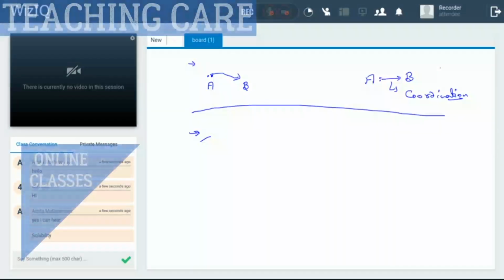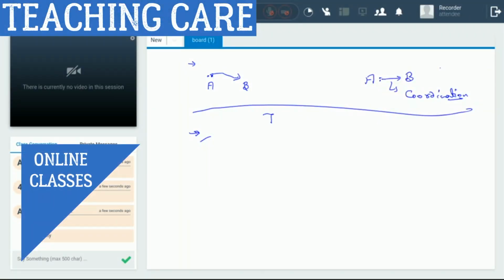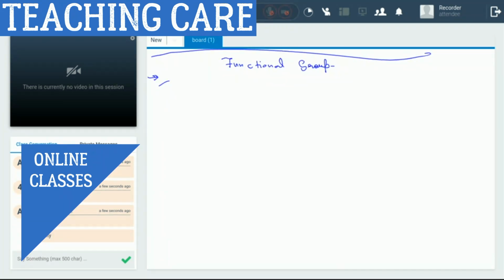Got it. Now we are going to discuss the functional group. So what is a functional group? In the last class, we discussed methane, ethane, propane, propene. If you remember, alkane means single bond, alkene means double bond, and alkyne means triple bond. Now you need to see there are functional groups.